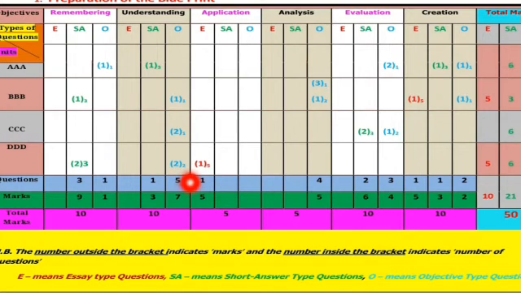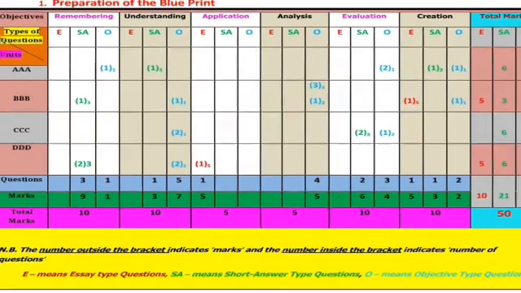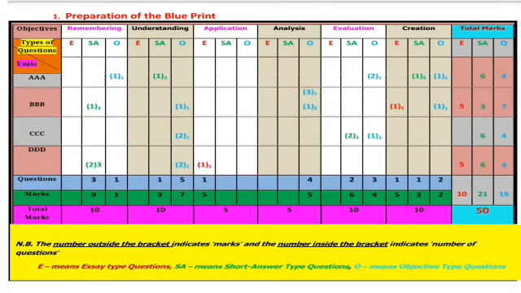2 questions, 2 marks means what? 2 into 2 is what? 2 2s are 4. So you add 4, then 2 1s are 2, 4 plus 2, 4, 5, 6. 1 into 1 is 1. 1 question, 1 mark is 1. So 6 plus 1 is what? 7. So you get here 7.